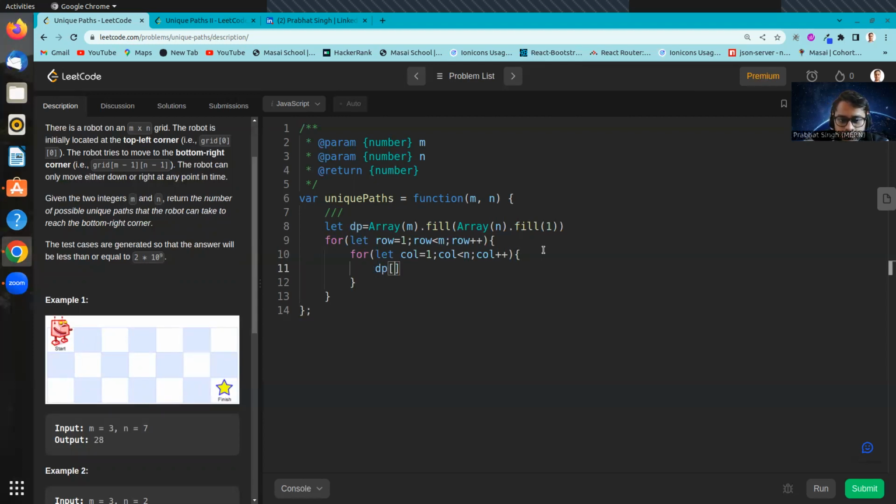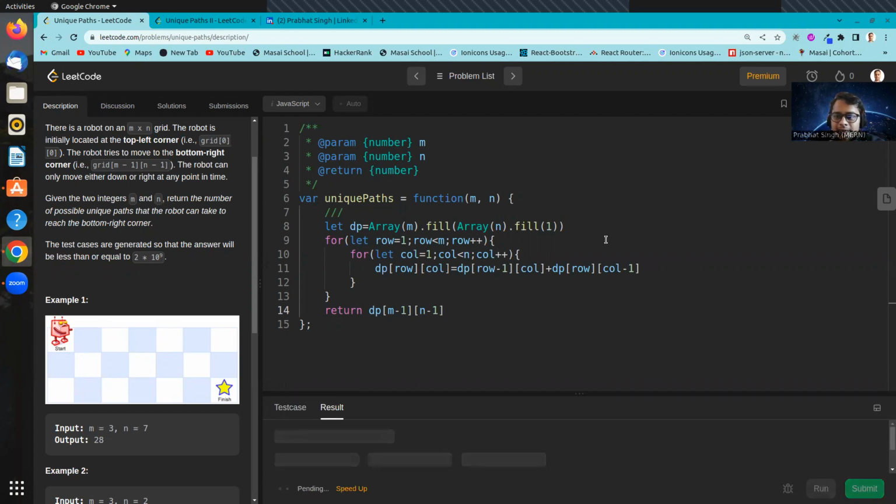So now dp of row, col is equal to, now I'll tell you that position. So just move the dp of row minus one, col plus dp of row, col minus one. So yeah, we are done. Return dp of m minus 1, n minus 1. Finish. Khatam.